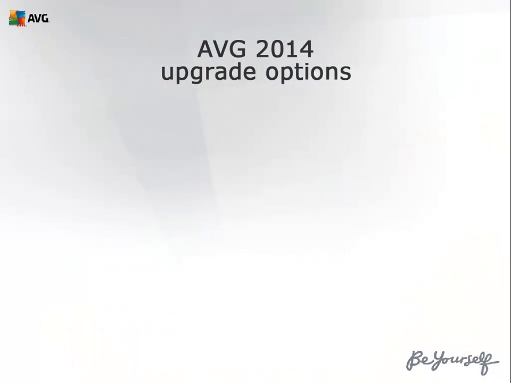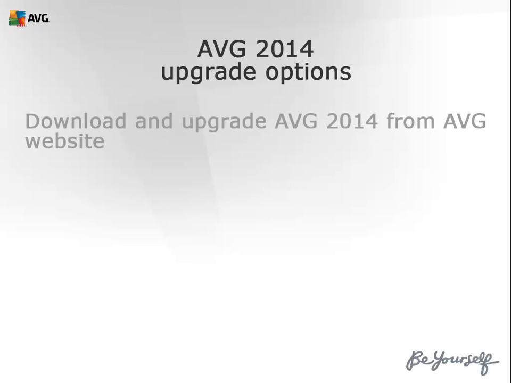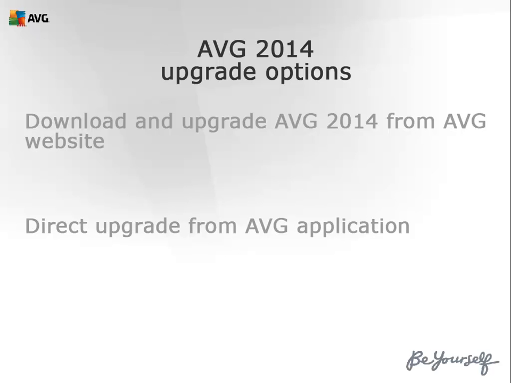You can upgrade AVG to the 2014 version by manually downloading AVG 2014 installation files from the AVG website, or upgrading from previous versions of AVG directly by clicking the button in the app. In this tutorial, we will focus on upgrading AVG product by downloading installation files from the AVG website.